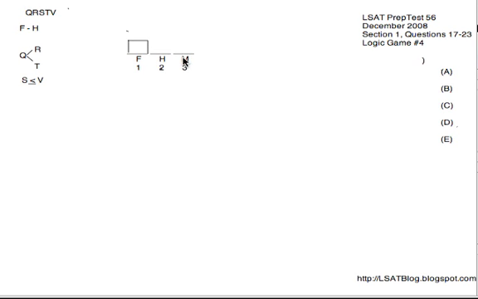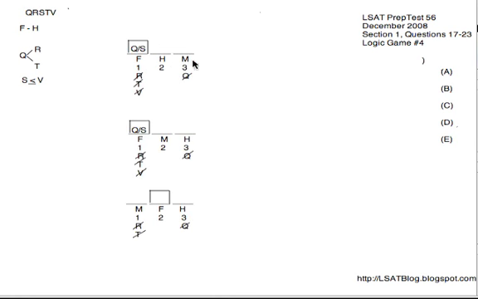Therefore, if we have M on 3, F and H are on 1 and 2. If we were to have M on 2, we'd have F and H on 1 and 3. Or if we were to have M on 1, we'd have F and H on 2 and 3. So I'm going to make 3 different diagrams representing those 3 different possibilities. So here they are, M on 3, M on 2, M on 1, and then F before H falling into place around that.